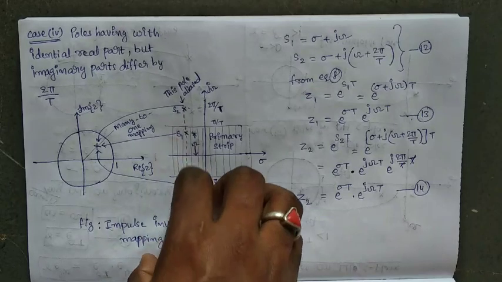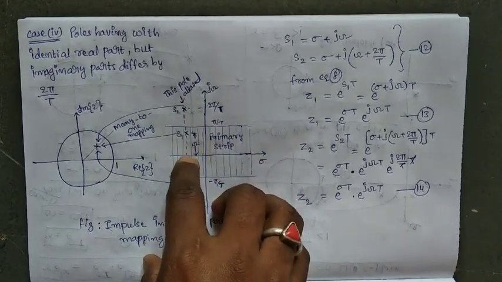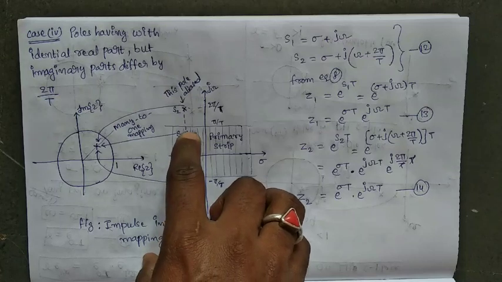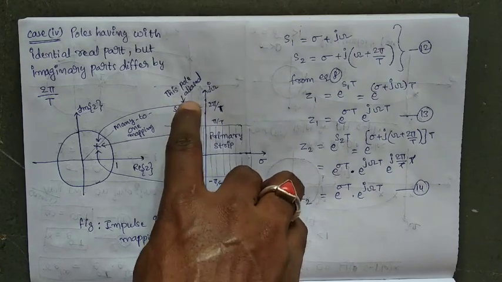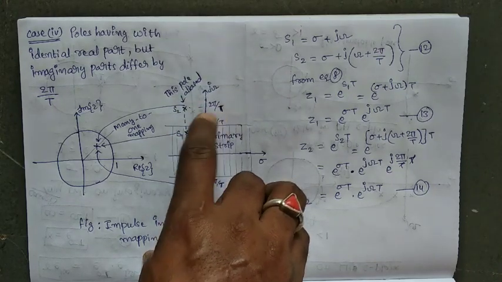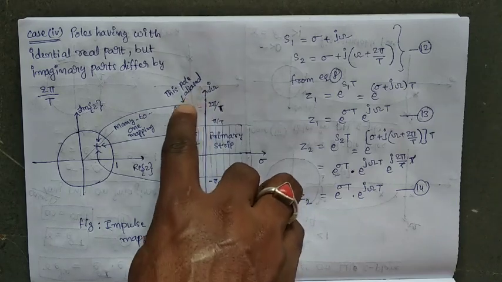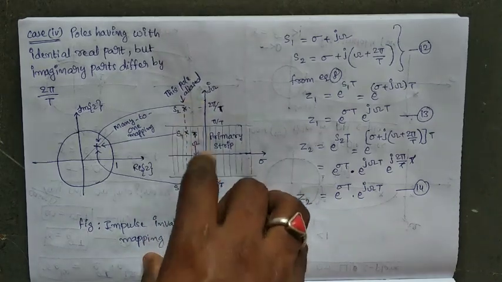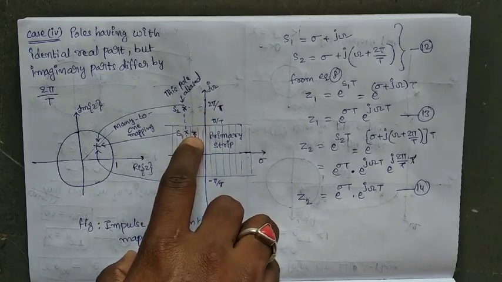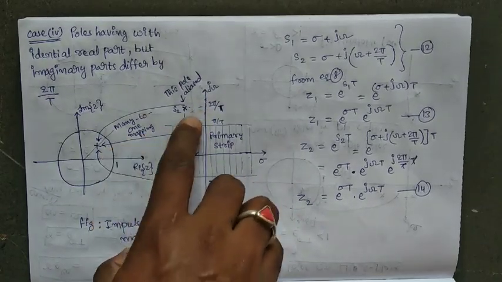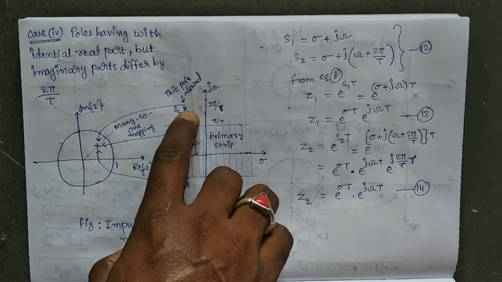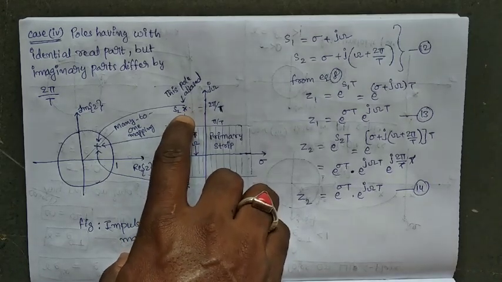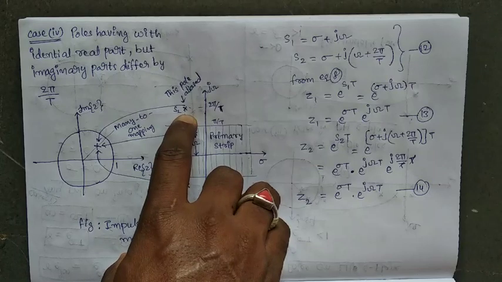Many poles means a number of poles in the S plane having the same real part but differing by the imaginary part by 2 pi by T. We are mapping these infinite number of poles into a single pole in the Z plane. These poles cause aliasing.